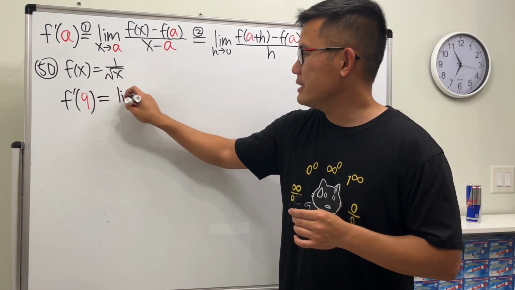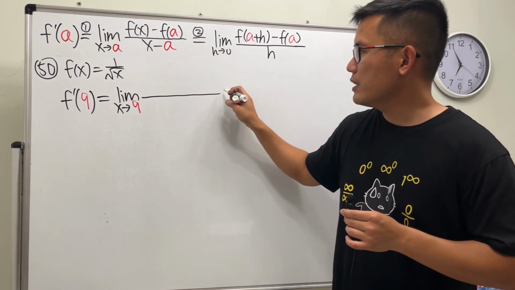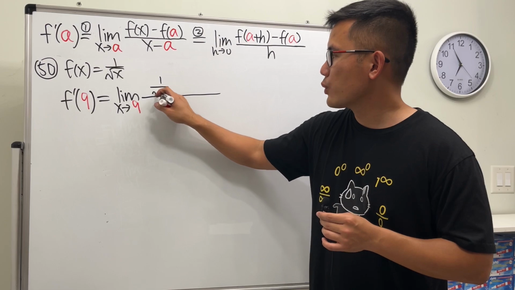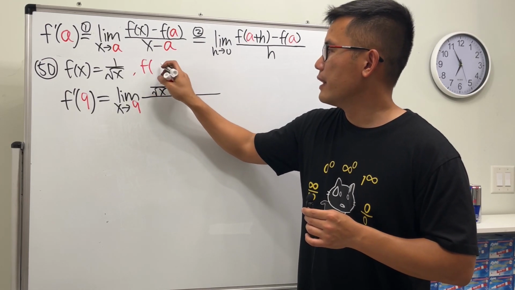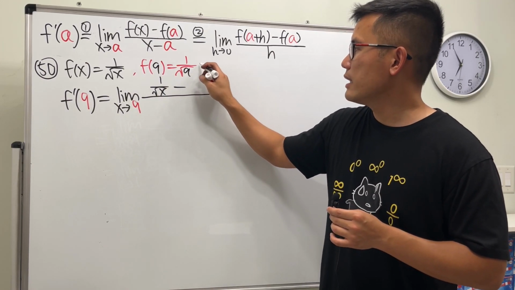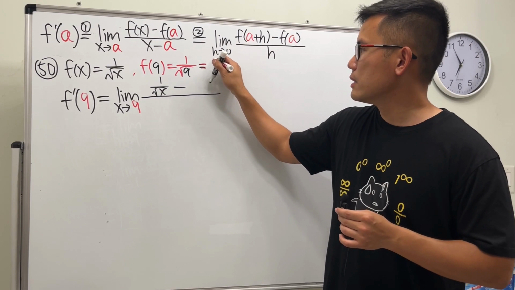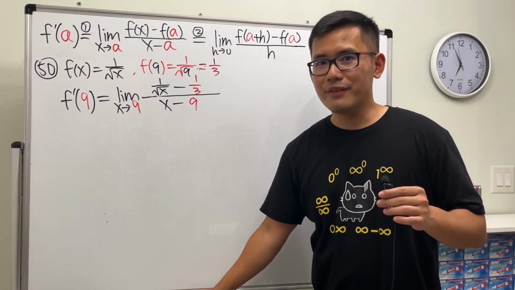Here we go. Limit as x approaches 9. Our function is 1 over square root of x, and then we have to minus f of 9, which is just 1 over square root of 9, and that's just 1/3. Okay, not bad at all.